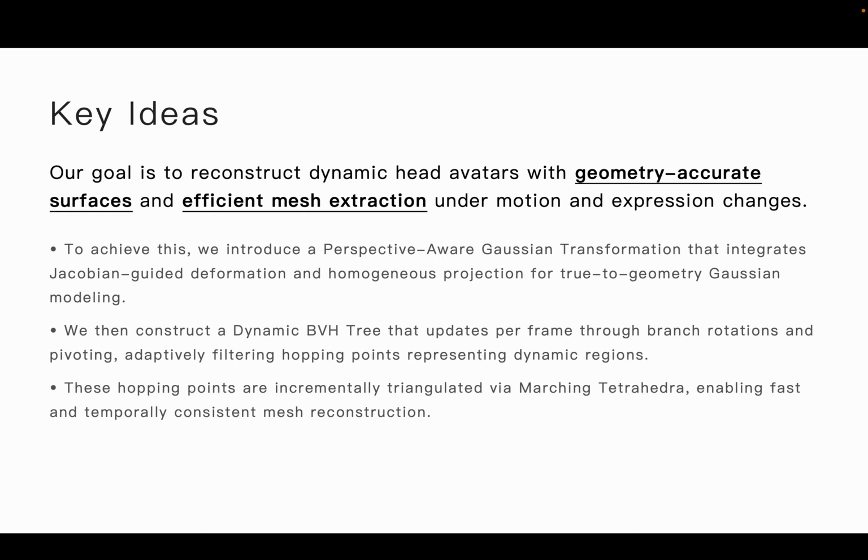Second, we build a dynamic BVH tree that updates frame by frame using branch rotations and pivoting. This structure dynamically filters hopping points, which represent fast-changing or deforming regions. Finally, these hopping points are incrementally triangulated using marching tetrahedra, which enables both fast mesh reconstruction and temporal consistency across frames. In short, TGA combines accurate geometric modeling and efficient dynamic updating, forming a unified framework for high-fidelity 4D avatars. Next, I'll show how these components work together in our framework.